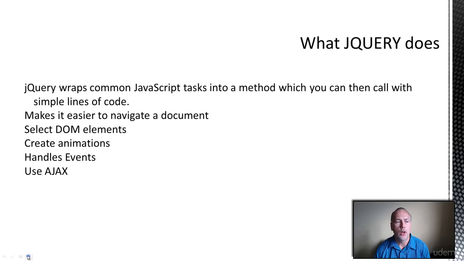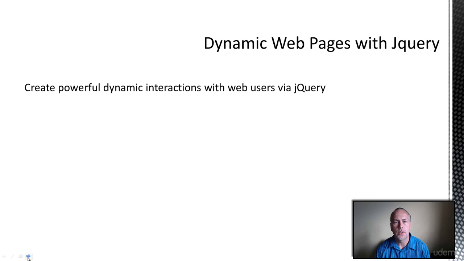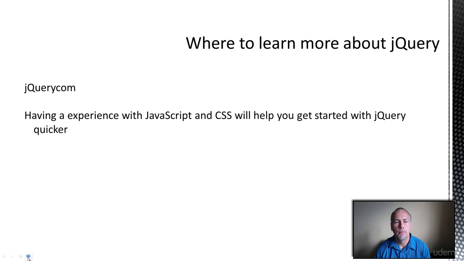Basically, it interacts a lot with the DOM and the DOM elements, so that's the document object model, and we're going to be covering that in the upcoming lessons as well. So jQuery allows you to create animations, it handles events, and it also allows you to use Ajax really easily. So essentially, jQuery creates dynamic interactions for web users.